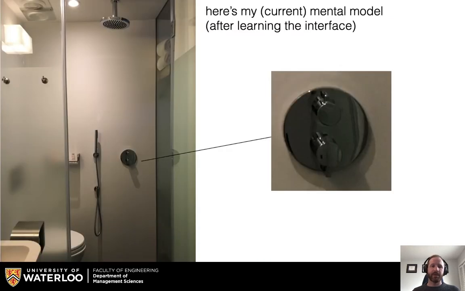All right. Here's my current mental model after learning the interface. The mental model that you've constructed is just from the affordances and from the system image as you can see it. What I've done is I've actually interacted and played around with it to try and figure out how the heck it worked. And I had stakes in this. I did not want to burn myself when having a shower. So here's my current mental model.